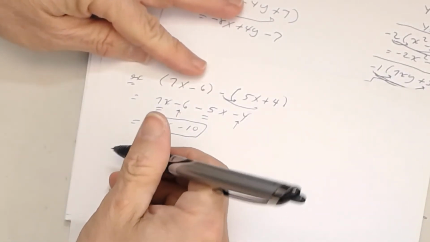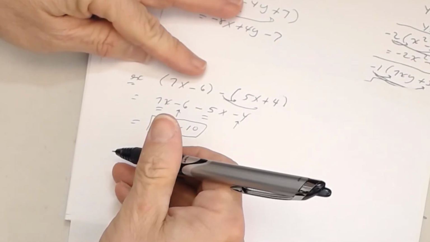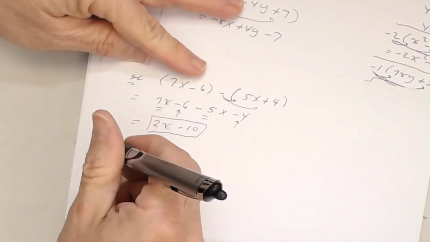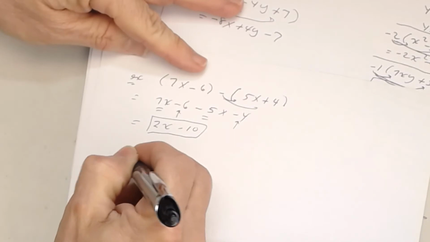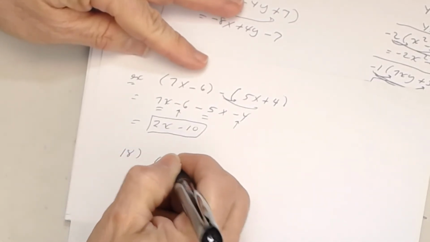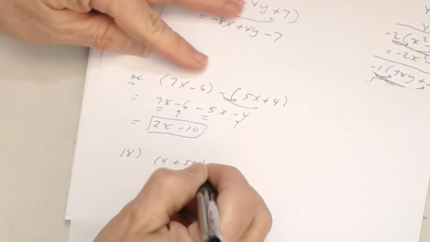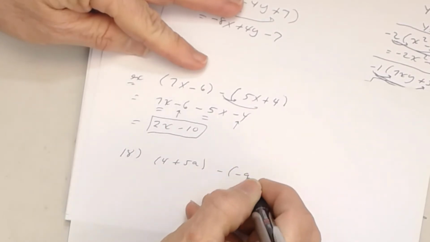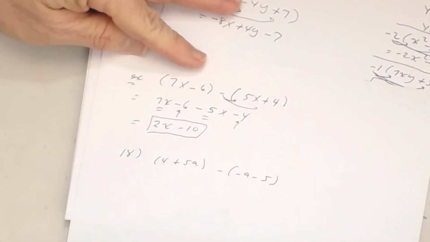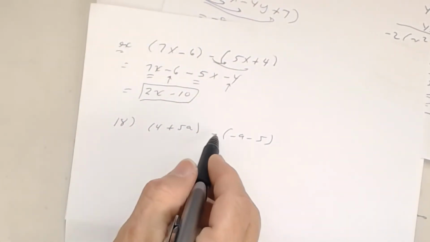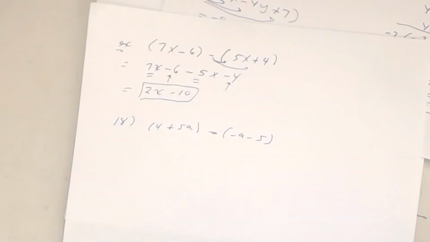Let's look at this one. Suppose you had, this is going to be number 18. It's 4 plus 5a, and I'm subtracting a negative a minus 5. So I'm subtracting two polynomials. So we're going to change the subtraction to addition, and let's get rid of the parentheses.